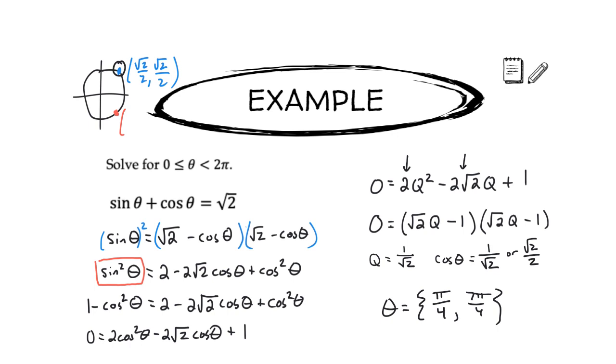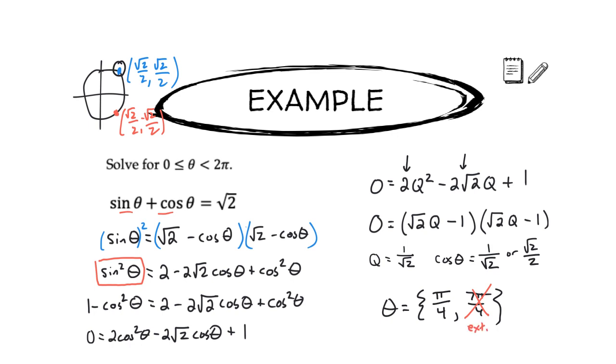But the thing about 7 pi over 4 is we'll see it doesn't solve our equation, because if I were to add sine and cosine at 7 pi over 4, they would cancel each other out because they have opposite signs. They would not add to root 2 over 2. And what that tells me is this 7 pi over 4 solution is extraneous.